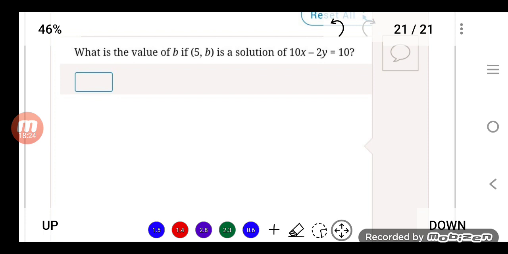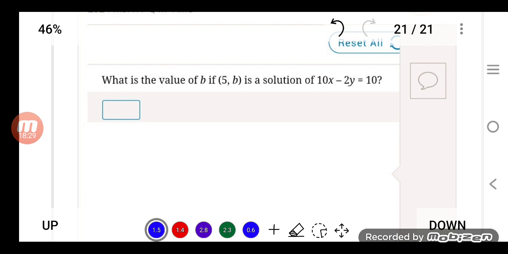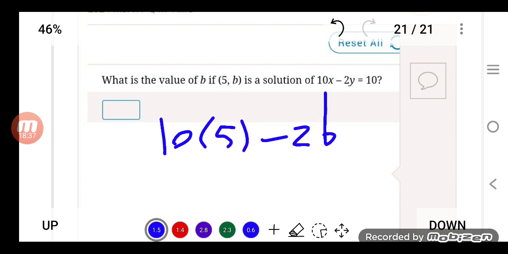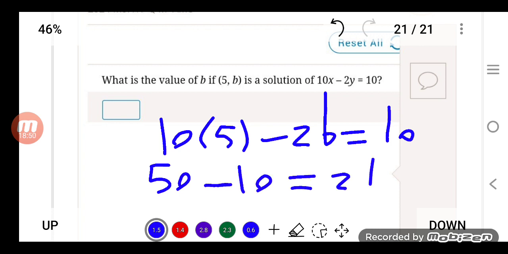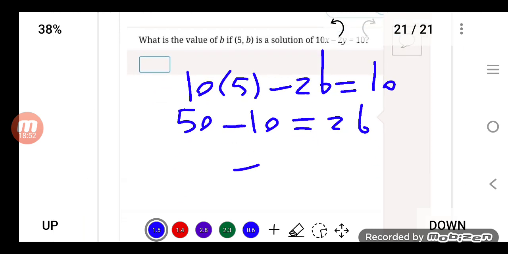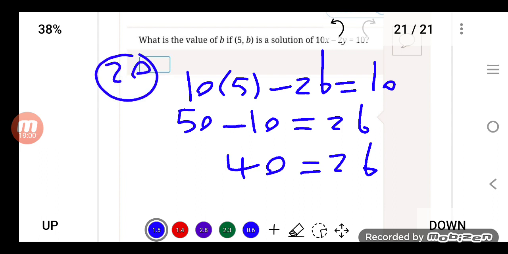What's the value of b? So let's plug the point in the equation and see what is b. Let's plug 5 for x. So 10 times 5 minus 2 times b is equal to 10. Now you solve it. Take 10 to the left, 2b to the right. Here you have 50 minus 10 is equal to 2b. 40 is equal to 2b. So b is 40 divided by 2, which is 20. The final answer is 20.